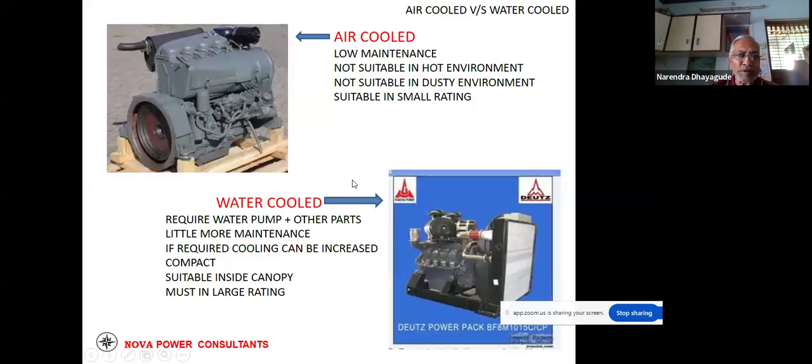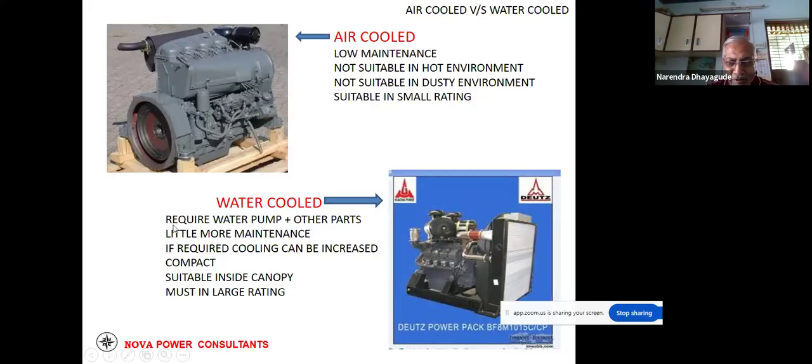Now there are two types of diesel engine. The smaller engines are normally air cooled and the larger engines are water cooled. In the air cooled, maintenance is low. They are not suitable for hot environment, because if the ambient temperature is increased, we don't have any control for cooling it. Also, it is not suitable for dusty environment because frequently we will need to clean the air filter. So they are suitable for small ratings.